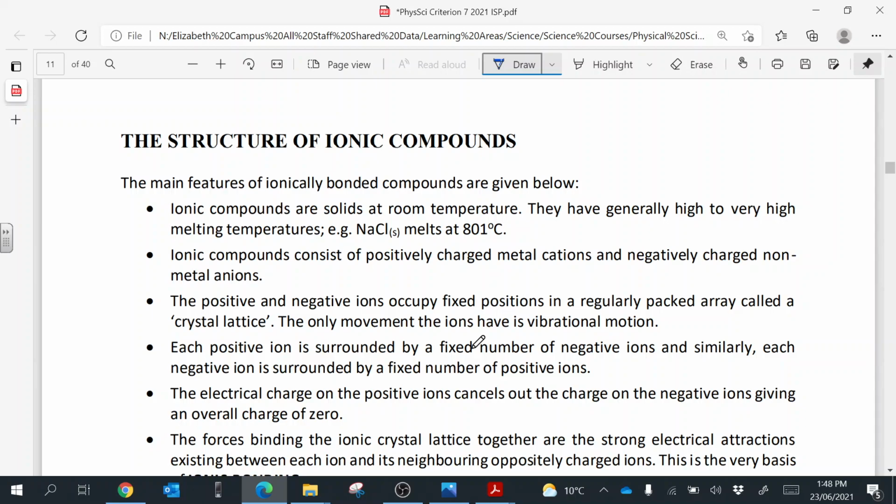Hello, welcome back to another Physical Sciences 3 lecture. We are looking at the structure of ionic compounds in this lecture. So, the main features of ionically bonded compounds are given below.